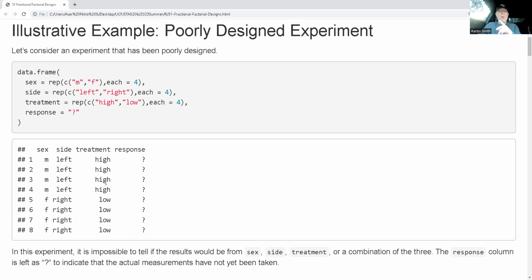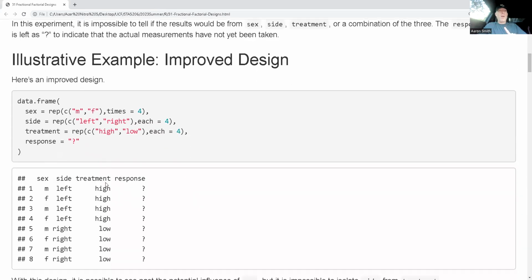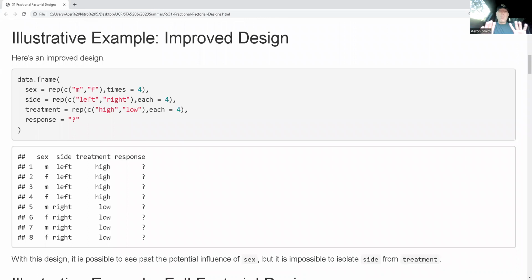So let's make this a little bit better. We're not going to fix all the problems, but we're going to improve it. Now you'll notice that I've shuffled male and female, while side and treatment are unchanged. When I look through this, I'll be able to tell if sex is linearly important in the model, but side and treatment I won't be able to parse out. There's no way for me to figure out whether it's side, treatment, or a mixture of the two from the data I'm about to get. So this is better, but we can do even better than this.